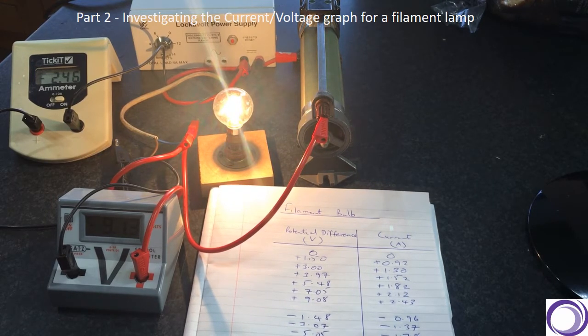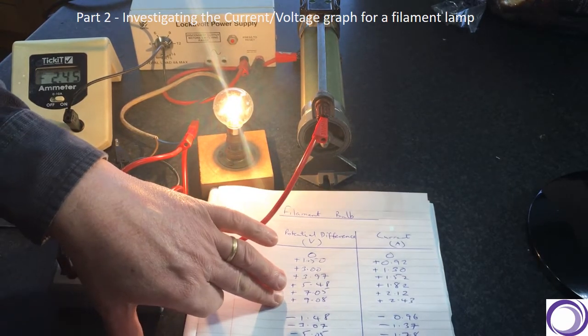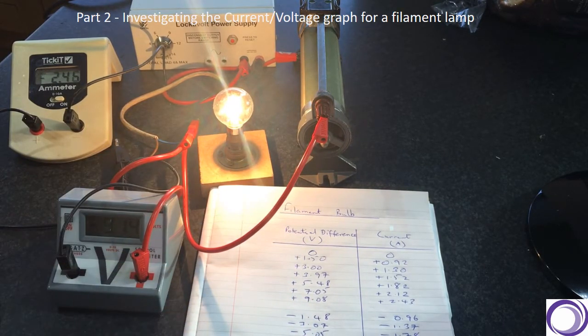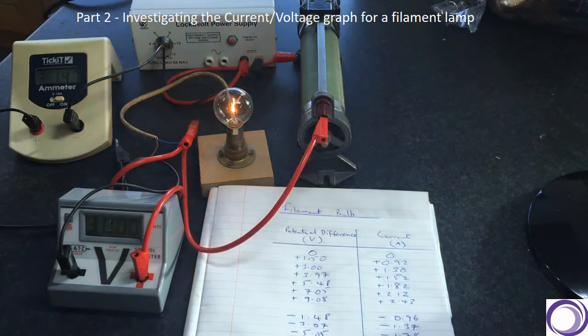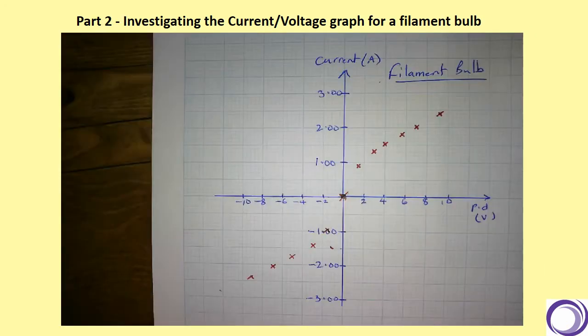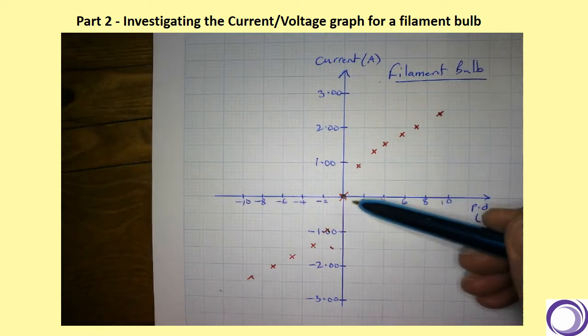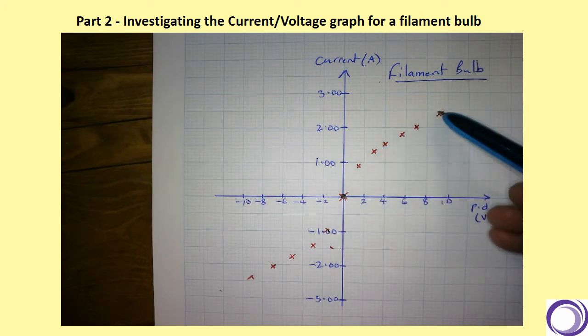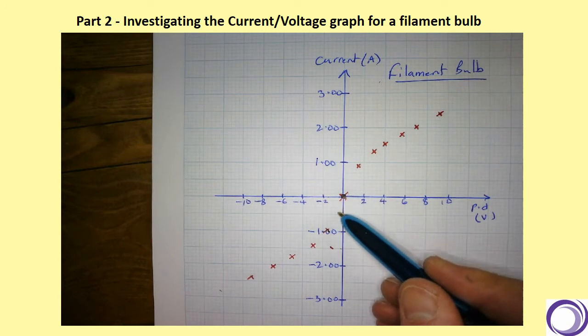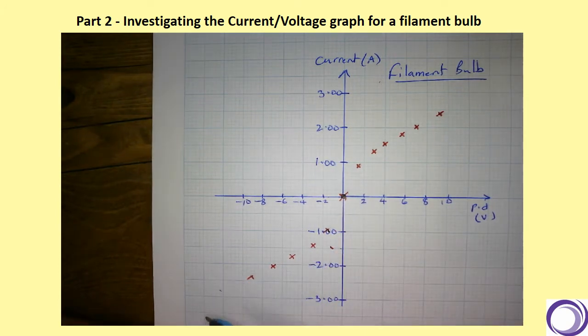There we go. Very similar values in the positive and negative direction, but this will be a different shape when we come to do that on the graph, as you'll see later. Your results for the filament bulb. Plot the graph for the filament bulb. So these are the positive potential difference and positive current, and then when I reversed it, we've got the negative potential difference and the current flowing in the opposite direction.